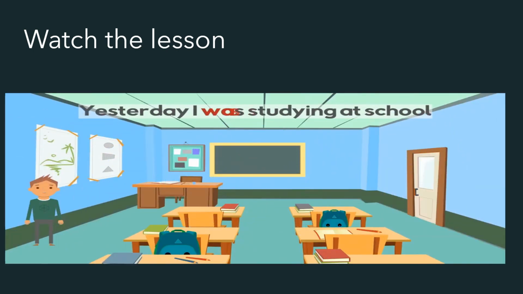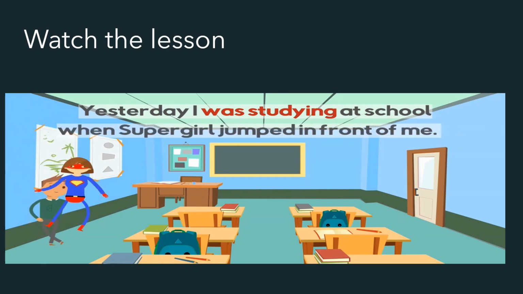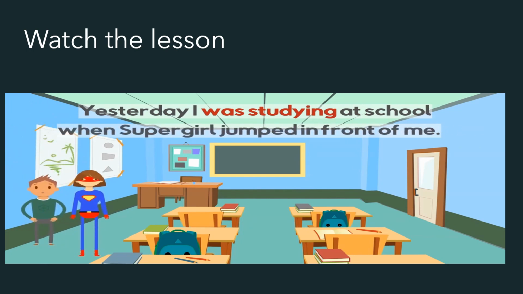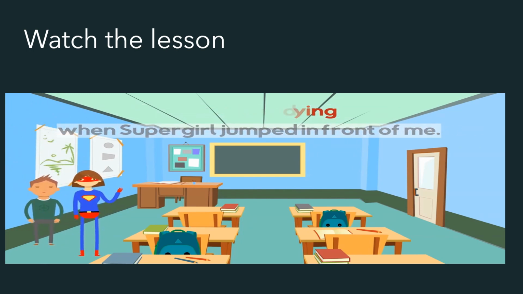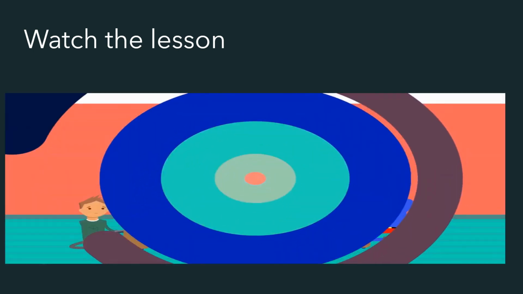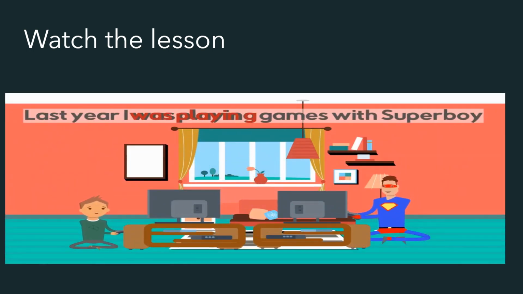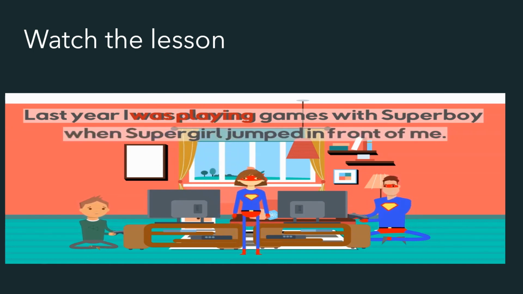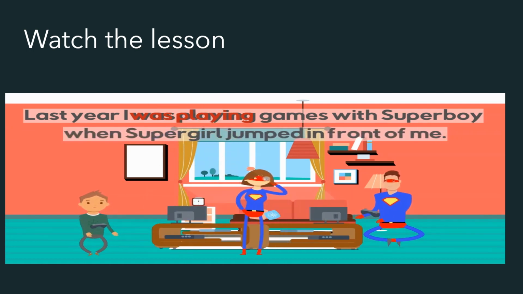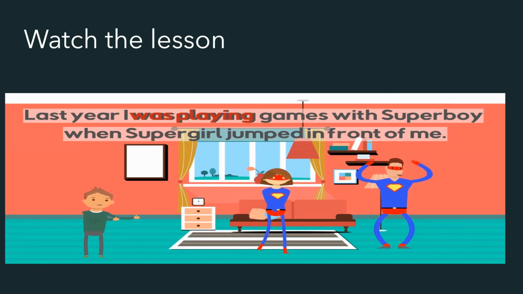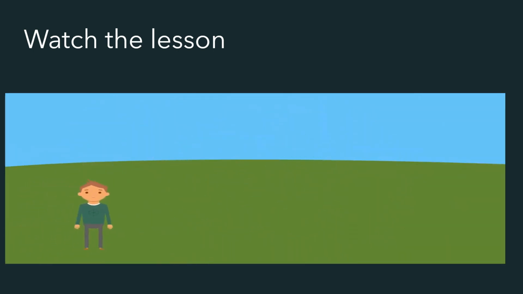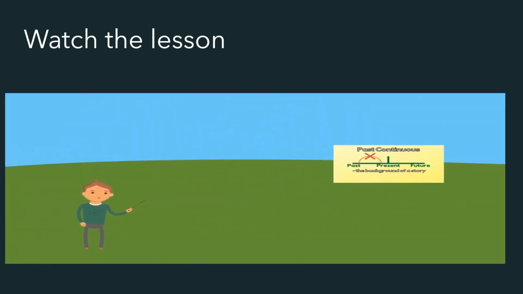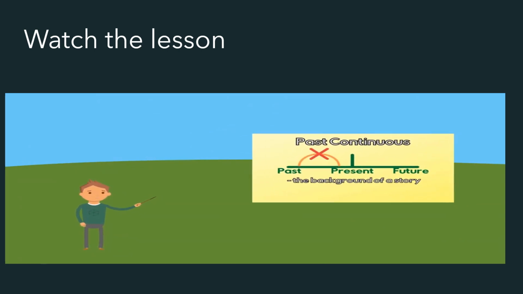Yesterday I was studying at school when Supergirl jumped in front of me. Last year I was playing games with Superboy when Supergirl jumped in front of me. We often use the past continuous tense to tell the background of a story.